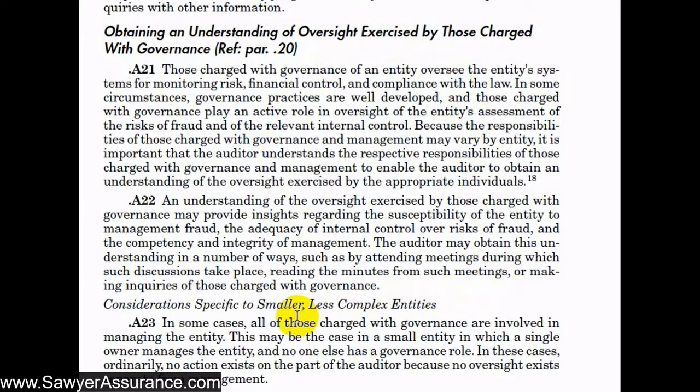And so as we mentioned before, and typically with less complex entities, there may not be a board of directors. And so those charged with governance are basically management or the owner-operator. And so in that case, we don't need to perform any of this because we've already held these discussions with those members of management. And also there's no oversight of management, so it would be kind of a moot point, because the main goal was to understand management's fraud risk.